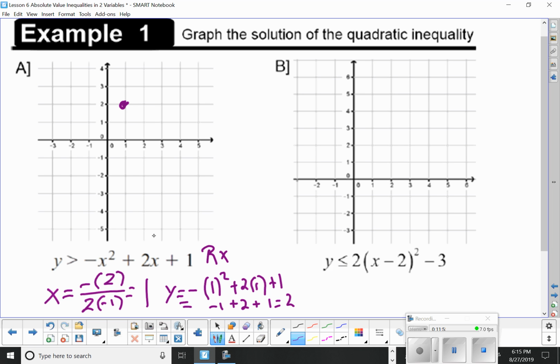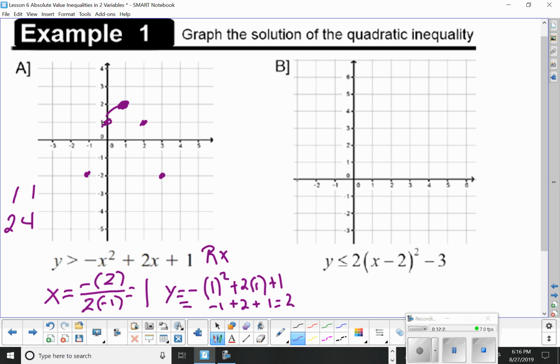Now I know a is the same whether it's in the standard or in the vertex form. So this tells me that I'm upside down. My pattern is 1, 1, 2, 4. So right 1, down 1. Right 2, down 4. Whatever I do on the right, I have to do on the left. And then it's going to be a dashed curve.